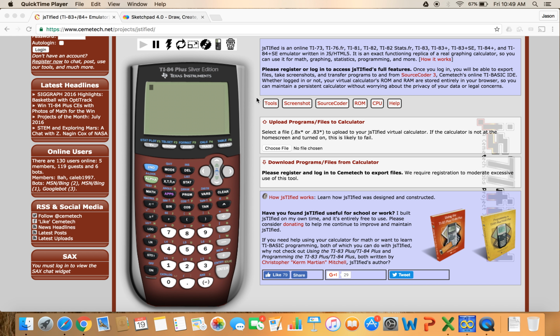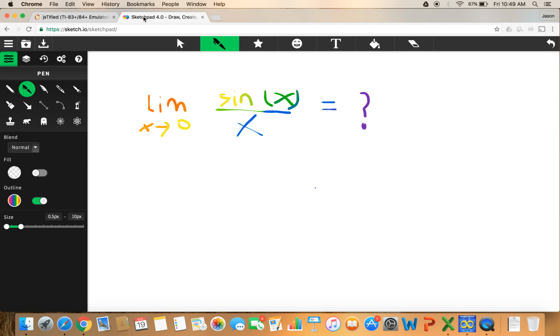Before I start looking at the page 66 problems, there's an important limit that I was looking at, and it's important that we know this. So the limit as x goes to 0 of sine x divided by x, we're going to see what that equals.